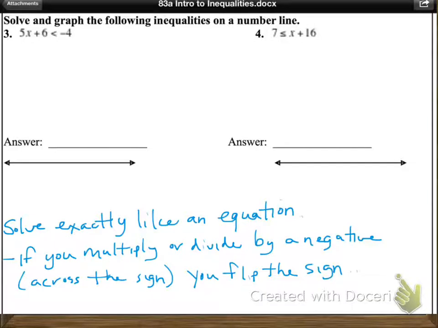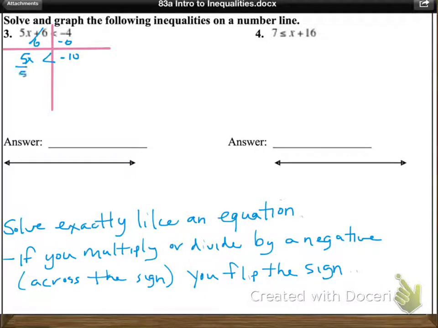So the first thing we want to do is go ahead and solve our inequality. I'm going to go ahead and draw the river like we're used to. And what I'm going to do is get x by itself like normal. So I'm going to subtract 6 from both sides. Okay, that's going to cancel those 6's out. That's going to leave me with 5x is equal to -10. Sorry, not equal to, right? Is less than -10. Okay?